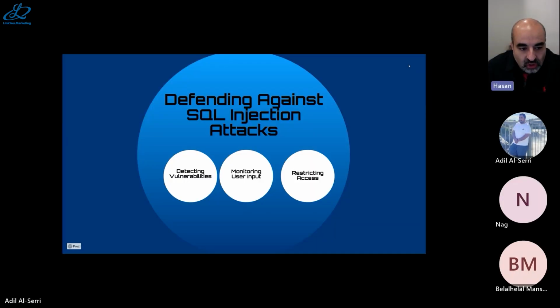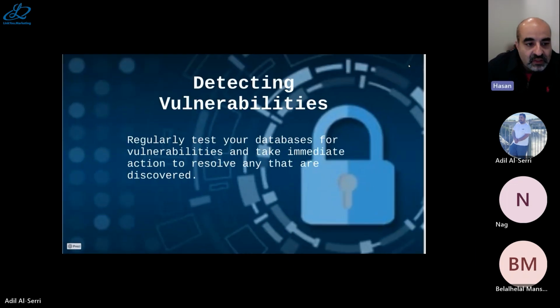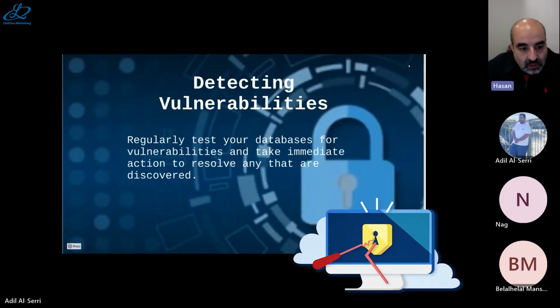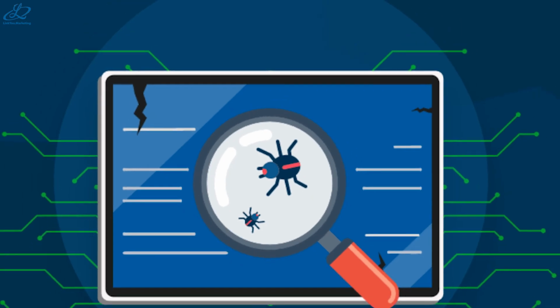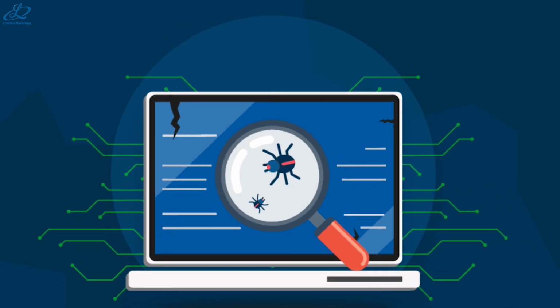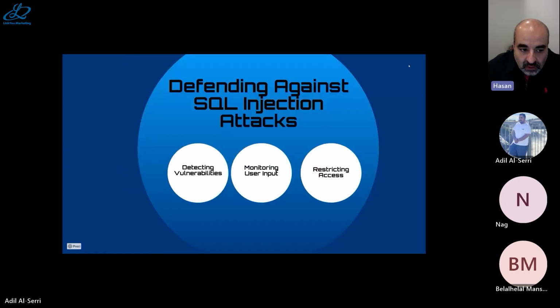There are three key ingredients we should focus on. First is detection, the second is monitoring, and the third is restricting access. Let's briefly speak about detecting vulnerabilities. It is imperative that we conduct regular testing to ensure that the vulnerabilities in the databases are immediately detected and resolved in a timely manner. So the key over here is regular testing.